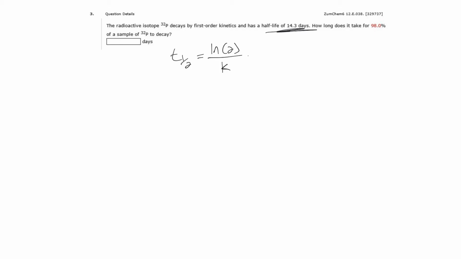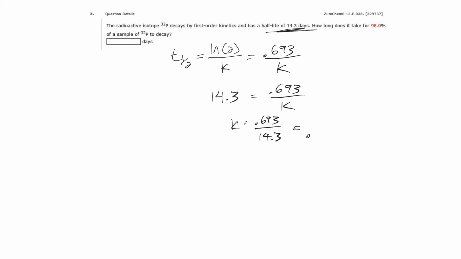It's the natural log of 2 over k, and if you work that out as a decimal, 0.693 over k. They're telling us that the half-life of 14.3 days is equal to 0.693 over k. We can use that to find the value of k. K would be 0.693 over 14.3, and if you pull out your calculator, that works out to be 0.0485.